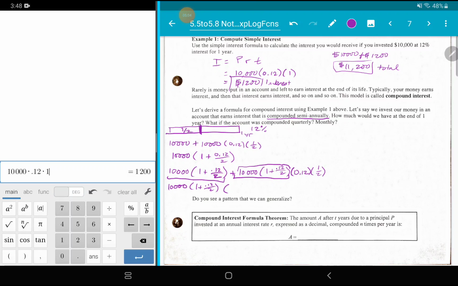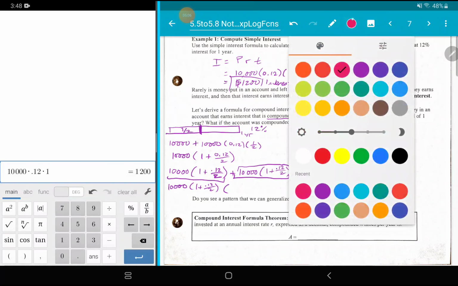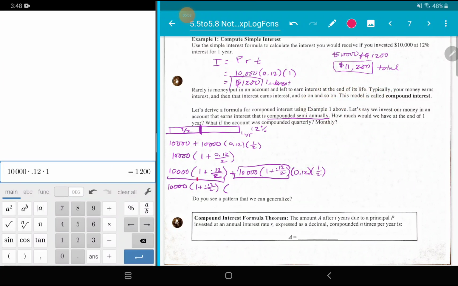And what we're left with then is a value of 1 whole here. So 1 plus another 0.12 all over 2. And you can see here that the two statements, they're the same amount right here, right? 1 plus 0.12 over 2. So technically this is the same as 10,000 times 1 plus 0.12 over 2 to the second power. That's how much we'll have once we now reach the end of the year.